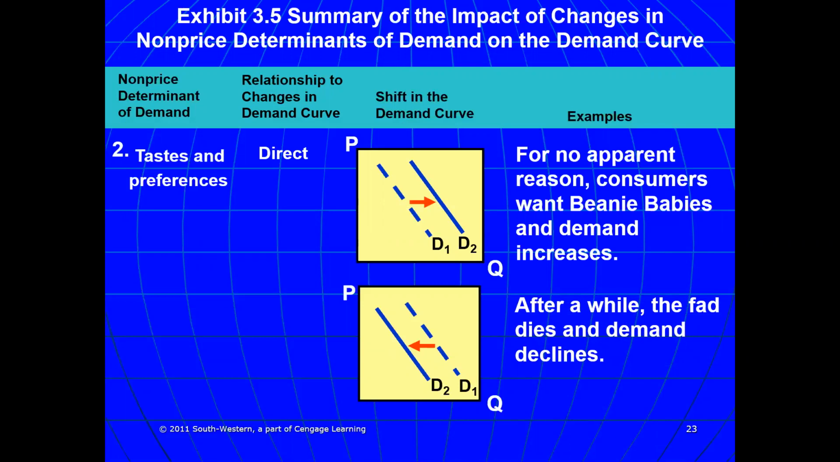Tastes and preferences. So I gave the example of a new Star Wars movie coming out. Well, then people want to watch that. That would cause a demand curve to shift to the right. Had nothing to do with the price. Let's say that people don't want Beanie Babies anymore, or people, because of COVID-19, don't want to travel anymore. They don't want to take the risk of getting on an airplane. Well, then demand for air travel would shift to the left.